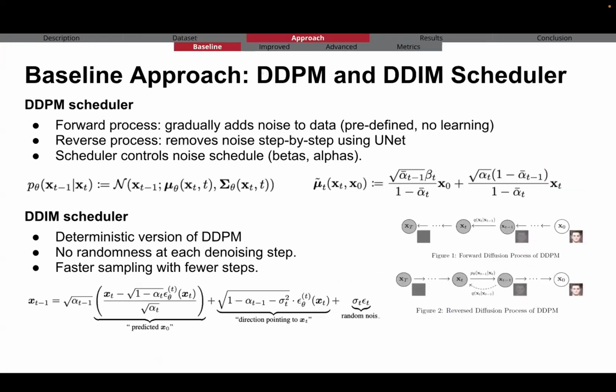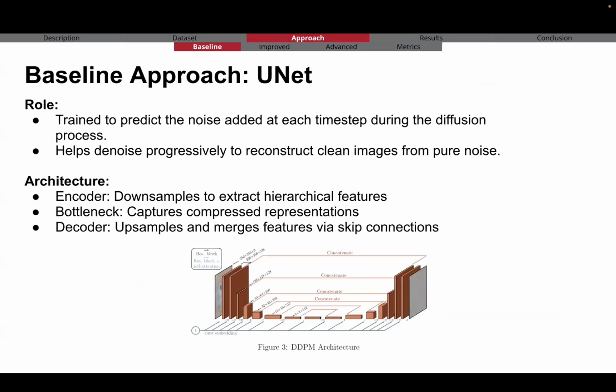For our baseline, we implemented a DDPM scheduler that gradually adds noise in the forward process and removes it step by step during denoising. We also tested DDIM, a deterministic version of DDPM. It removes randomness during denoising, enabling faster sampling with fewer steps. We use the UNet to predict the noise added at each time step. The UNet architecture includes an encoder to downsample and extract features, a bottleneck for compressed representations, and a decoder to upsample and reconstruct the images using skip connections.